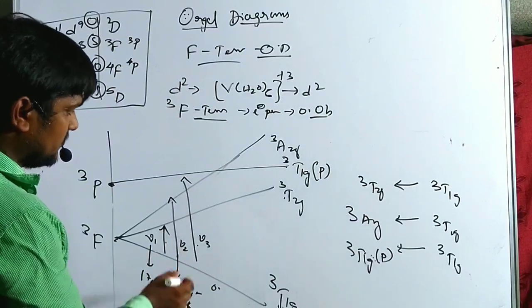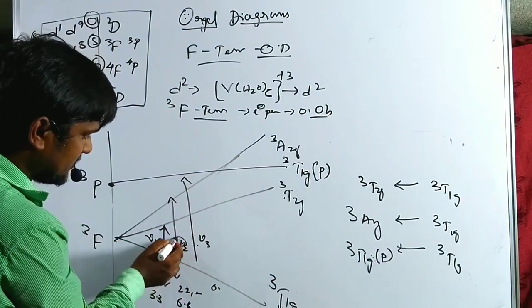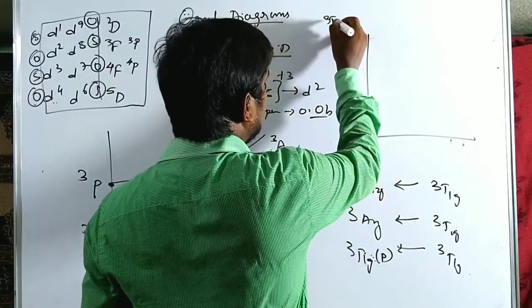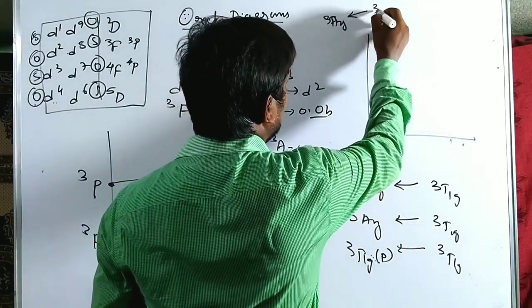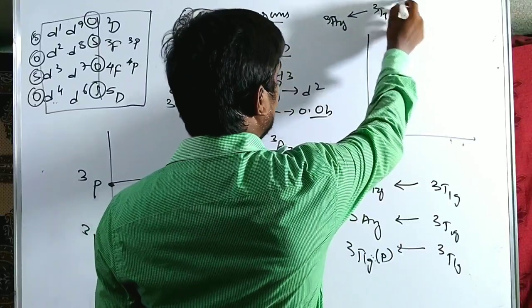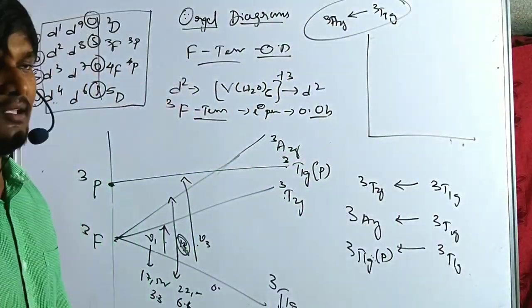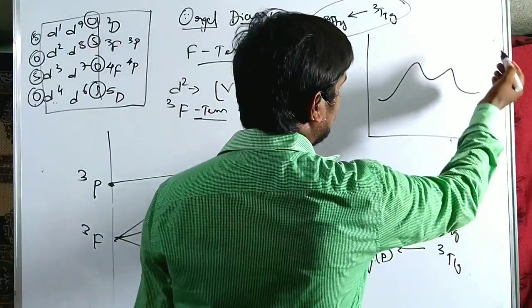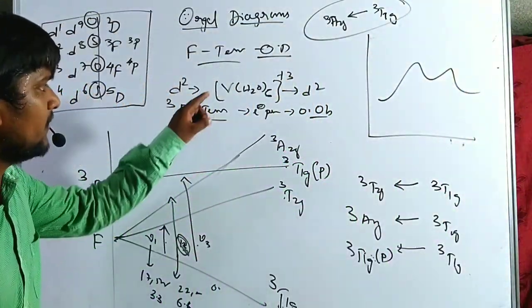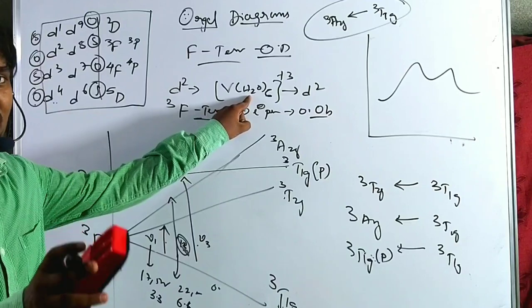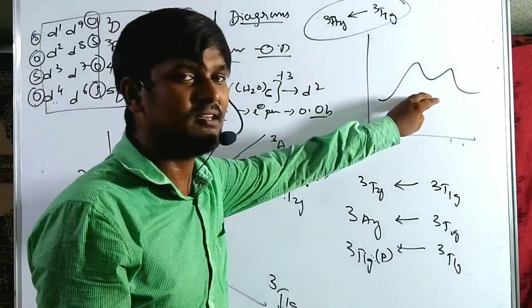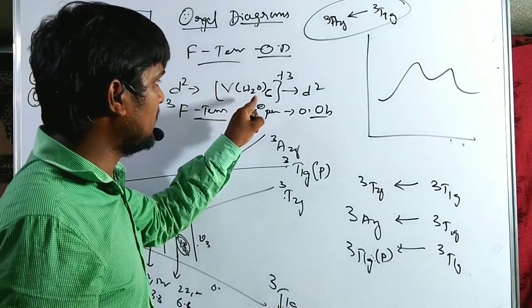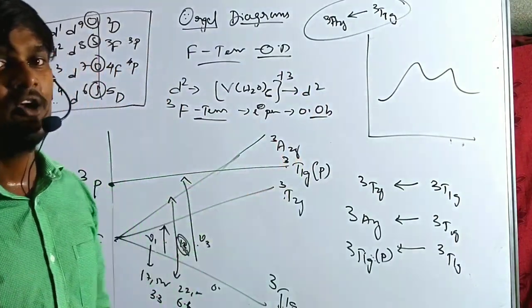So we did not observe the third transition, 3A2g from 3T1g, because it requires more energy. We observed only two transitions whenever vanadium is with water molecules. In this case, exceptionally, it shows two bands. Otherwise, all the d2 configurations show three bands. Exceptionally, vanadium [V(H2O)6]3+ gives two bands only.